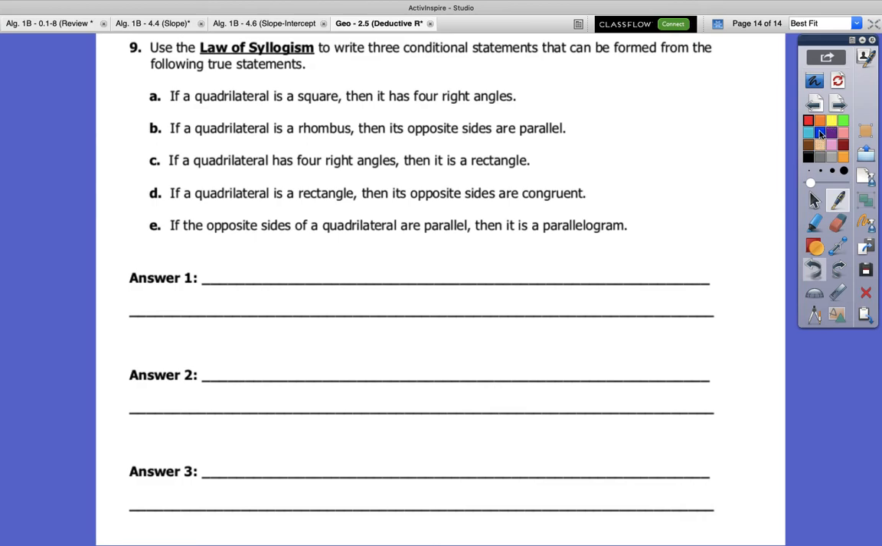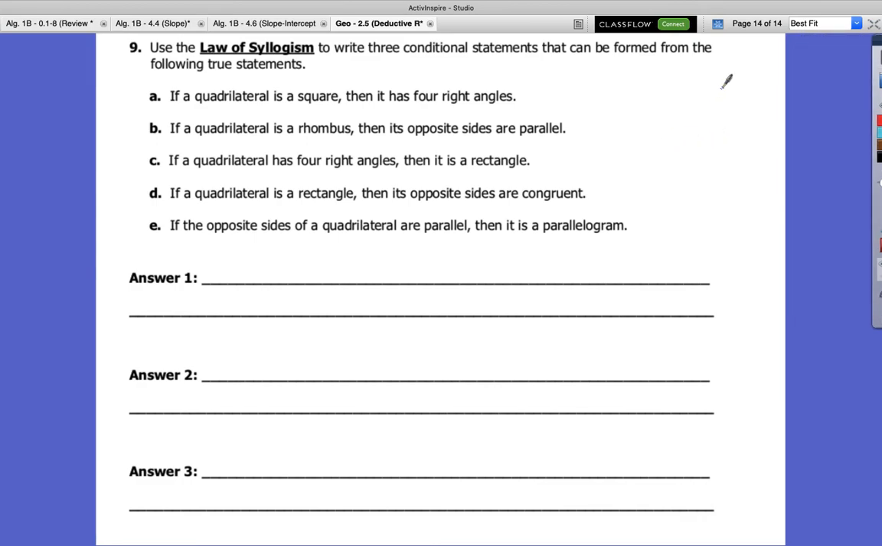Number 9, our very last example in our notes today. Then on to some homework. Whoop, whoop, we all love that. Use the law of syllogism to write 3 conditional statements that can be formed from the following true statements.